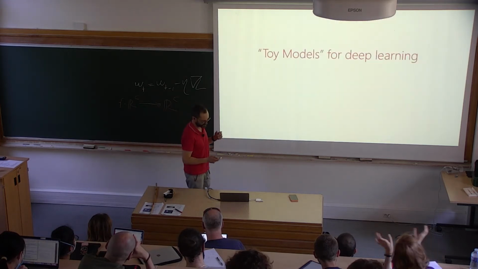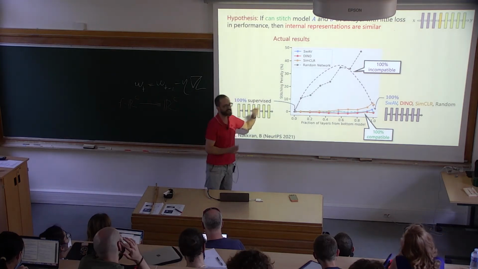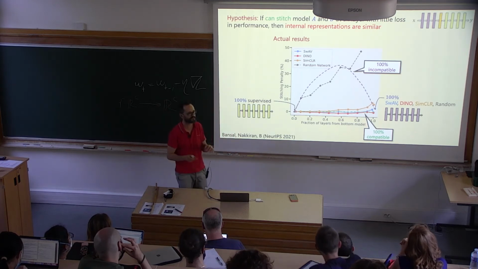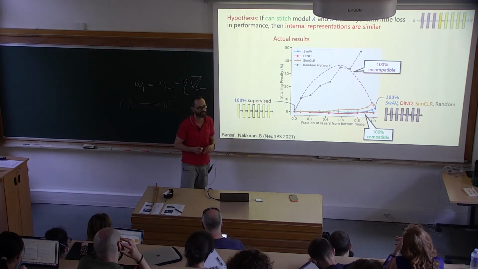Did you try to mix different architectures? That's a little bit harder to know how to stitch. We did try different widths, and we had similar results. We only did it with CNNs, but these are a lot of things that I think are worth doing.